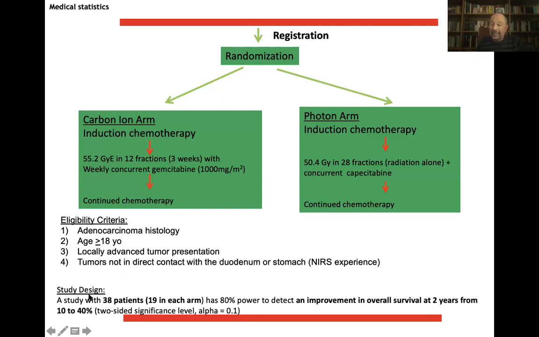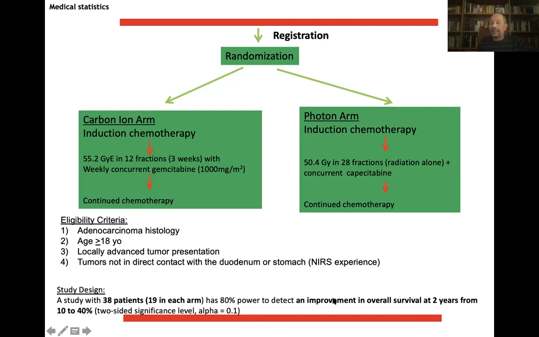And the study design: if you do the statistics at this point, you can find out that if you have 38 patients, 19 in each arm, you have an 80% power, so beta is 20%, to detect an improvement in overall survival at 2 years from 10 to 40%. Two-sided significance level, alpha equal 10%.